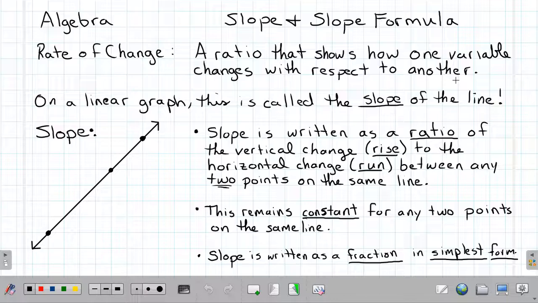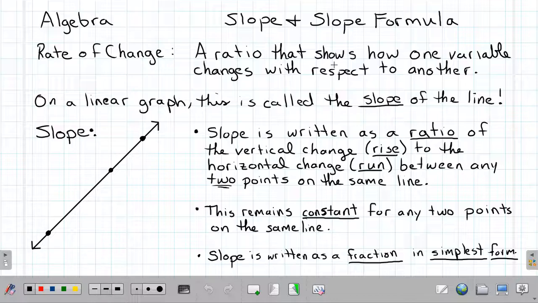So, keywords here being ratio, meaning simply kind of like a fraction, not really a fraction, but you've got a number over another number, division-wise, that shows how one variable changes with respect to another. So one variable changes with respect to another.